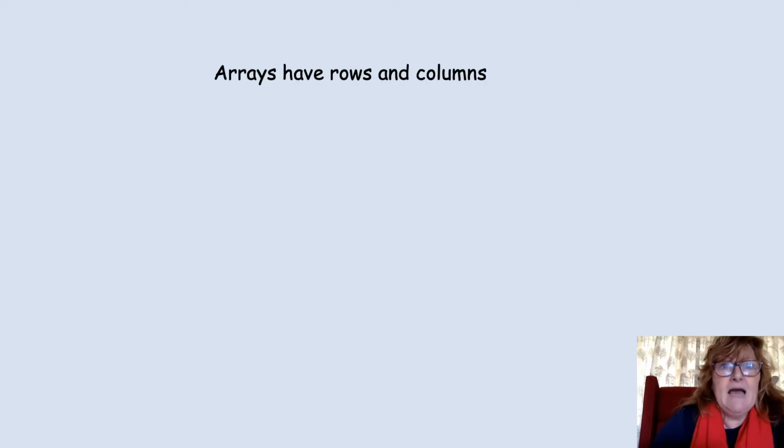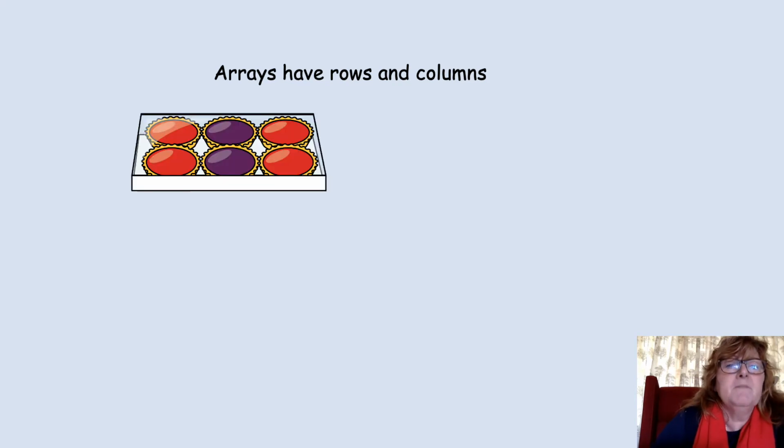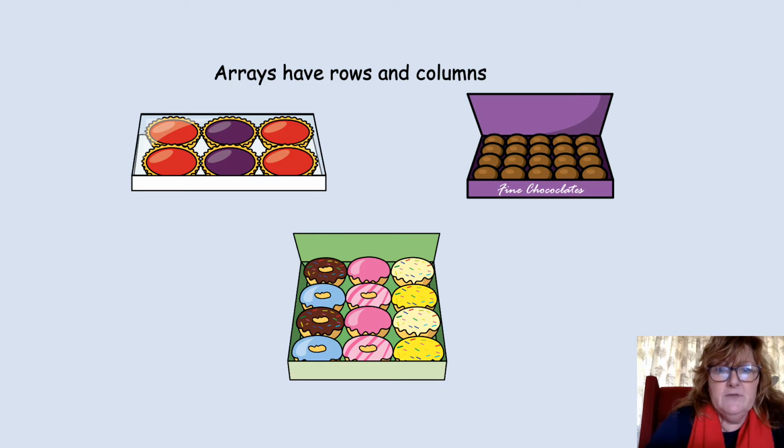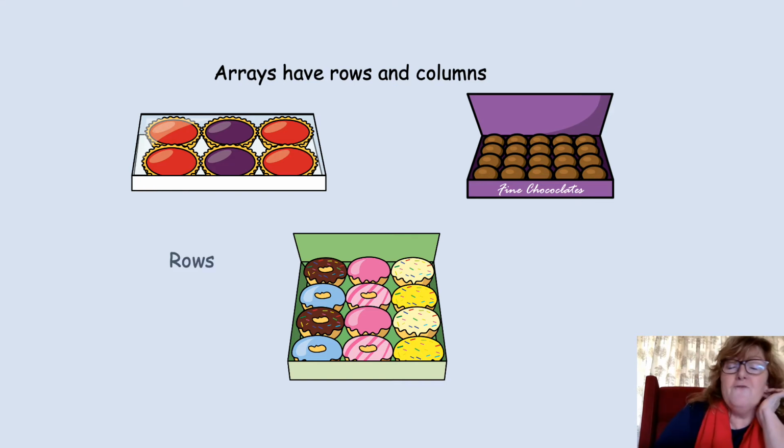Right, arrays have rows and columns. I've got some boxes of jam tarts, chocolates and some donuts. I had a very good shopping delivery yesterday, didn't I? Let's have a look where the rows are. Rows go from left to right or right to left. They go across. So I've got 2 rows of jam tarts. I've got 4 rows of chocolates. And I've got 4 rows of donuts.